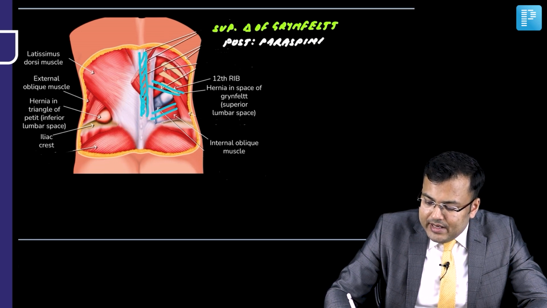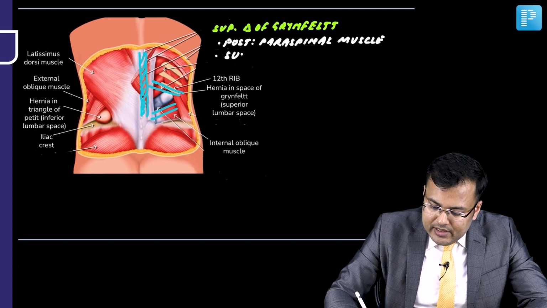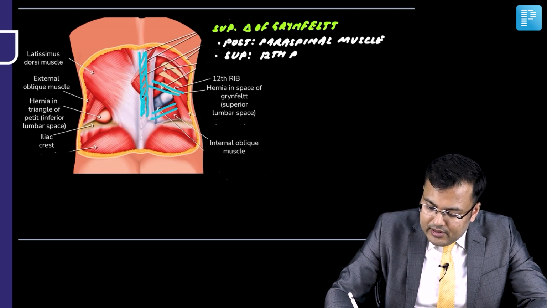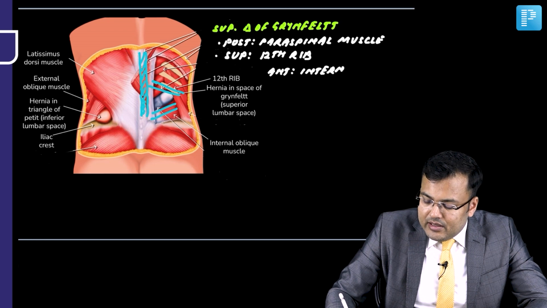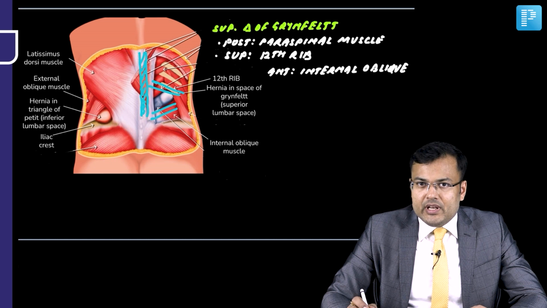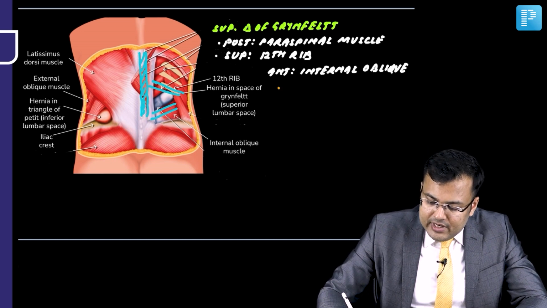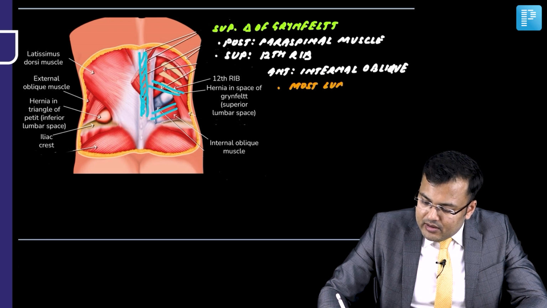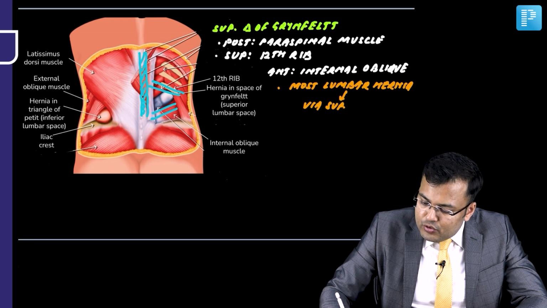So in the superior triangle of Grynfeltt, posteriorly there is the paraspinal muscle, superiorly the 12th rib, and anteriorly the internal oblique muscle. Got it? Since this space is relatively larger, most lumbar hernias occur via the superior triangle of Grynfeltt. Clear?